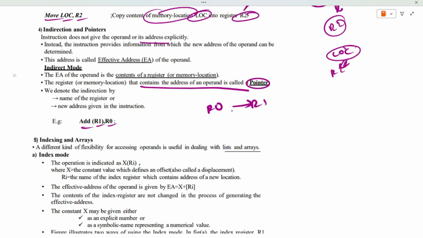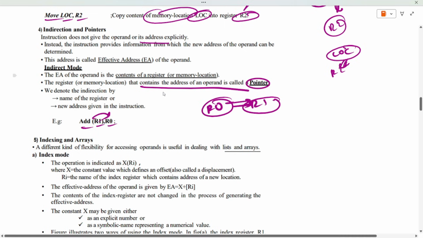If you have R0, it should be pointing to R1, that is R0 is pointing to R1, that is a pointer. That is the indirect method.